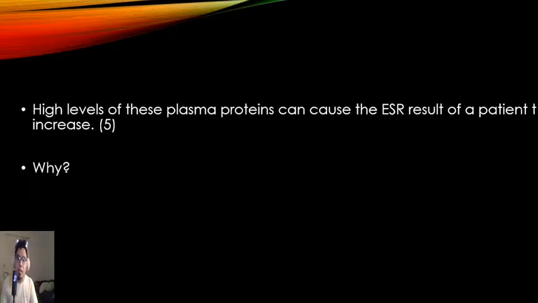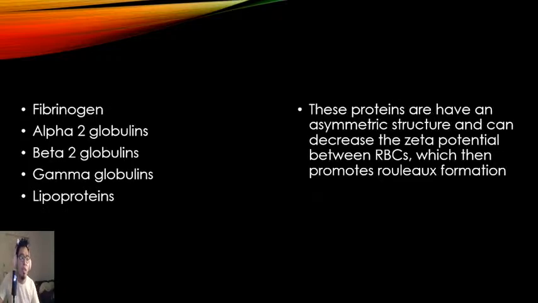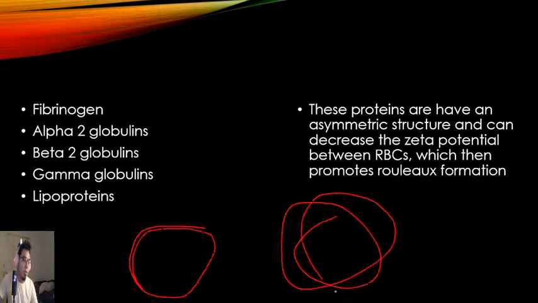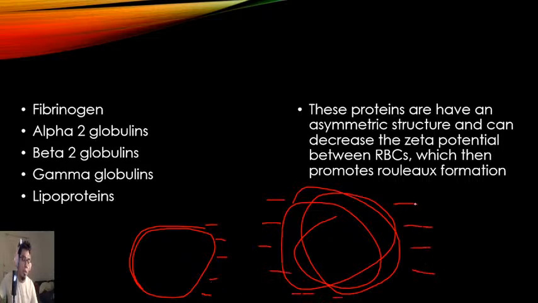Now these proteins have an asymmetric structure and can decrease the zeta potential between RBCs and therefore promote Rouleau formation. So what do we mean by zeta potential? Each cell keeps a specific distance from the others. This is what you call the zeta potential. This is RBC1, RBC2. There are repulsive forces in between each other.